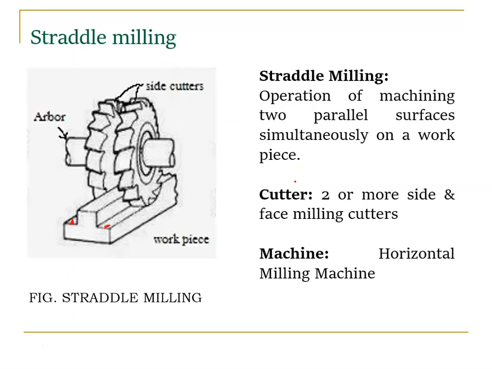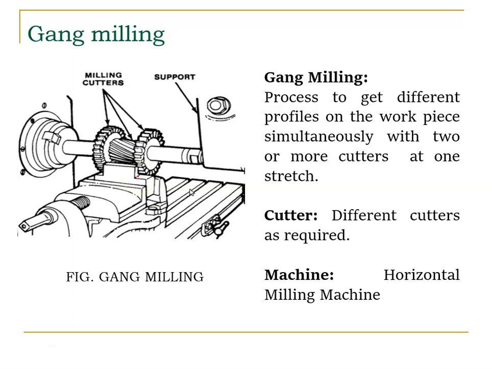So straddle is two or more than two cutters, but the only thing is we get the same profile, right? So we can get the same profile, but here we can get different profiles. So different cutters are required, so there is no separate name for gang milling because we use different kinds of cutters. Right, so the machine we use is a horizontal milling machine.